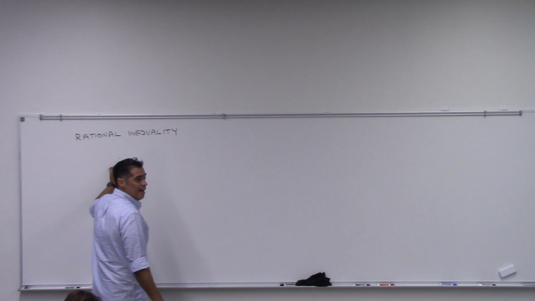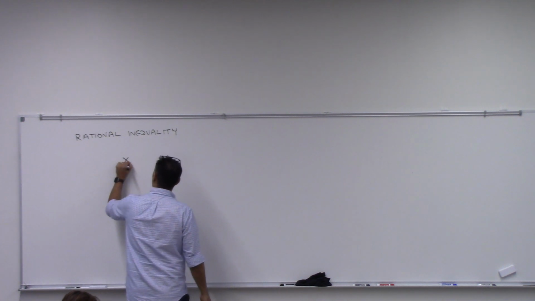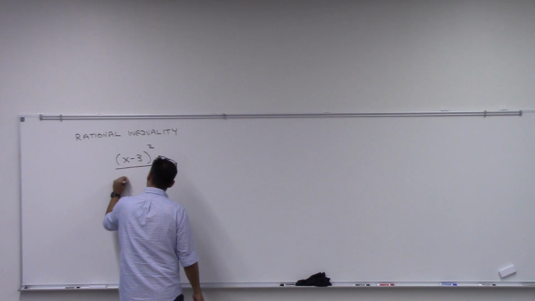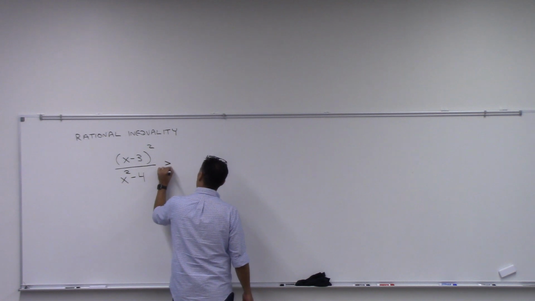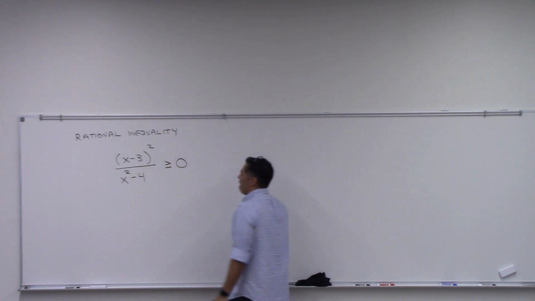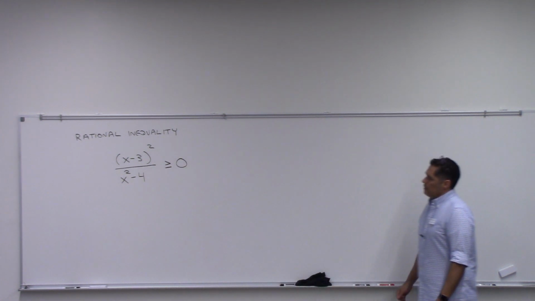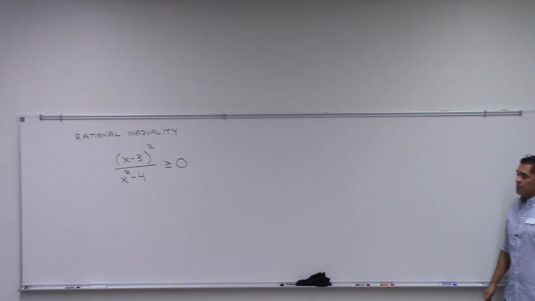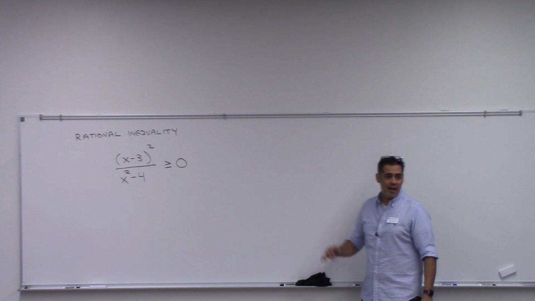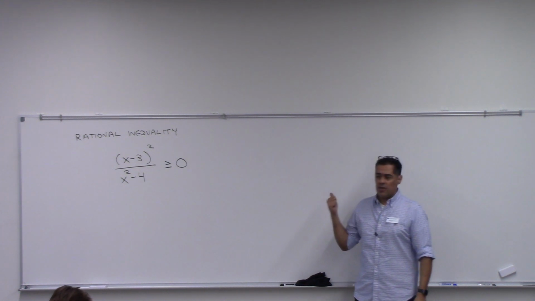All right, so now let's do (x minus 3) quantity squared over x squared minus 4. And I want to know when this is greater than or equal to 0. Well, it's a rational inequality, so I want to make sure everything's moved over to one side. I have 0 on one side, right? Change it to an equation.